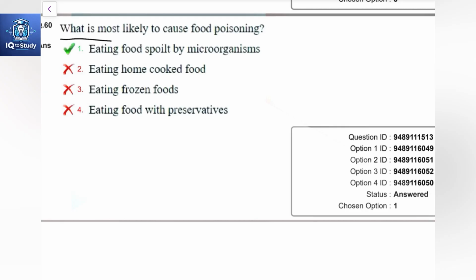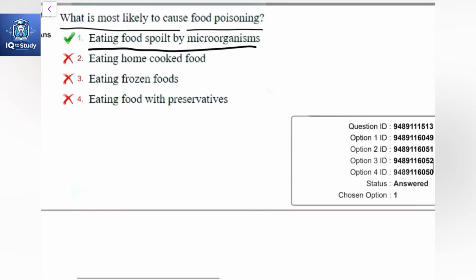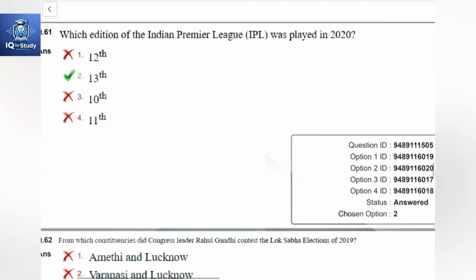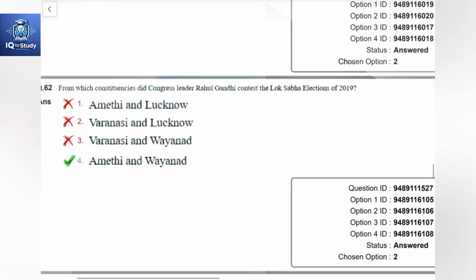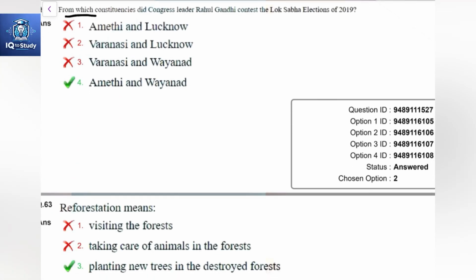What is most likely to cause food poisoning? Eating food spoiled by microorganisms. Which edition of the Indian Premier League was played in 2020? 13th edition. From which constituencies did Congress leader Rahul Gandhi contest the Lok Sabha elections of 2019? Amethi and Wayanad.